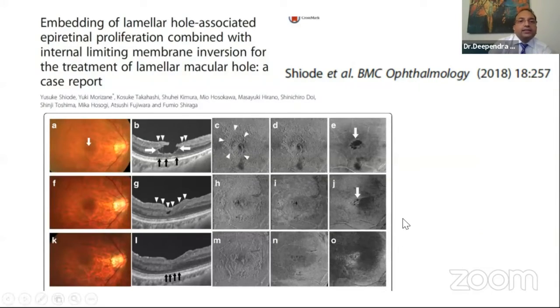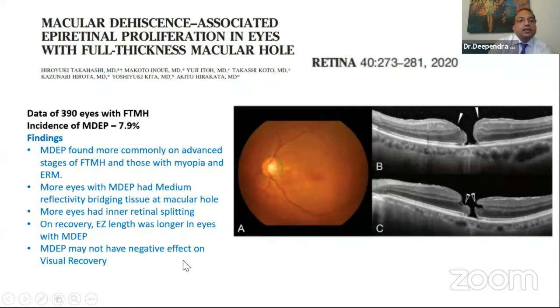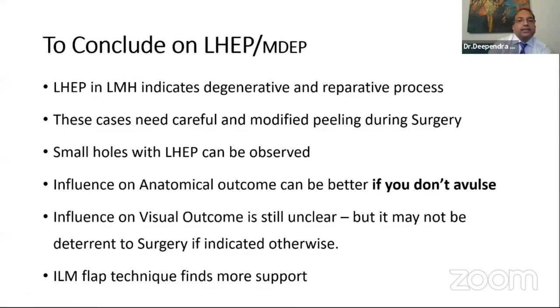Now, there is another case report where they have done the same thing. They have not avulsed this LHEP and have just used it as a flap, and they had a very nice closure after surgery, no macular hole, and you see restoration of almost all the lines. I think there is another group which has studied full thickness macular hole, and they also found that these can be associated with lamellar hole associated proliferation.